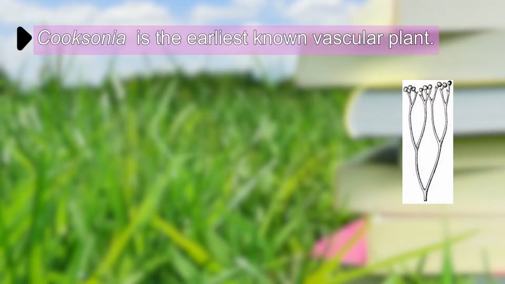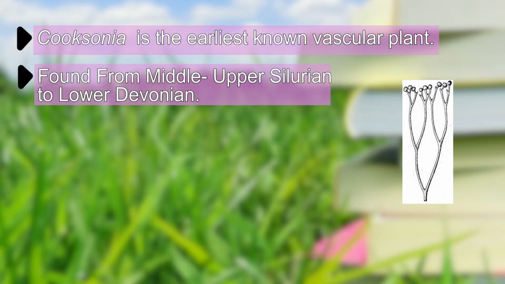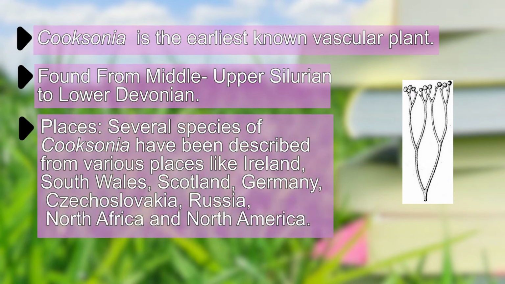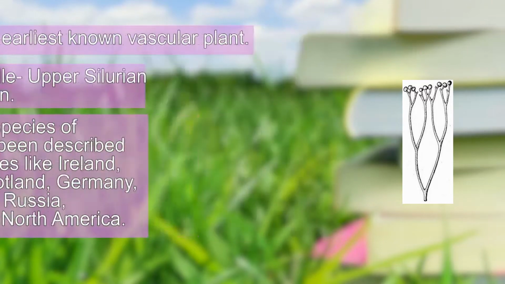Cooksonia is the earliest known vascular plant. It has been found from Middle to Upper Silurian to Lower Devonian, and the places from where it is being found are Ireland, Scotland, Germany, Russia, North Africa and North America.